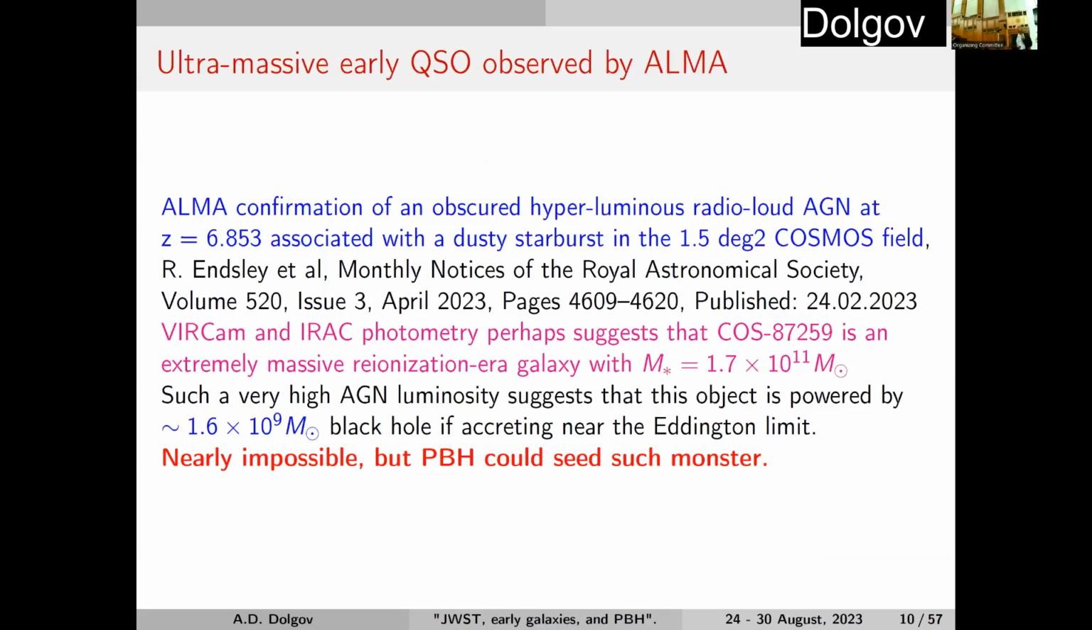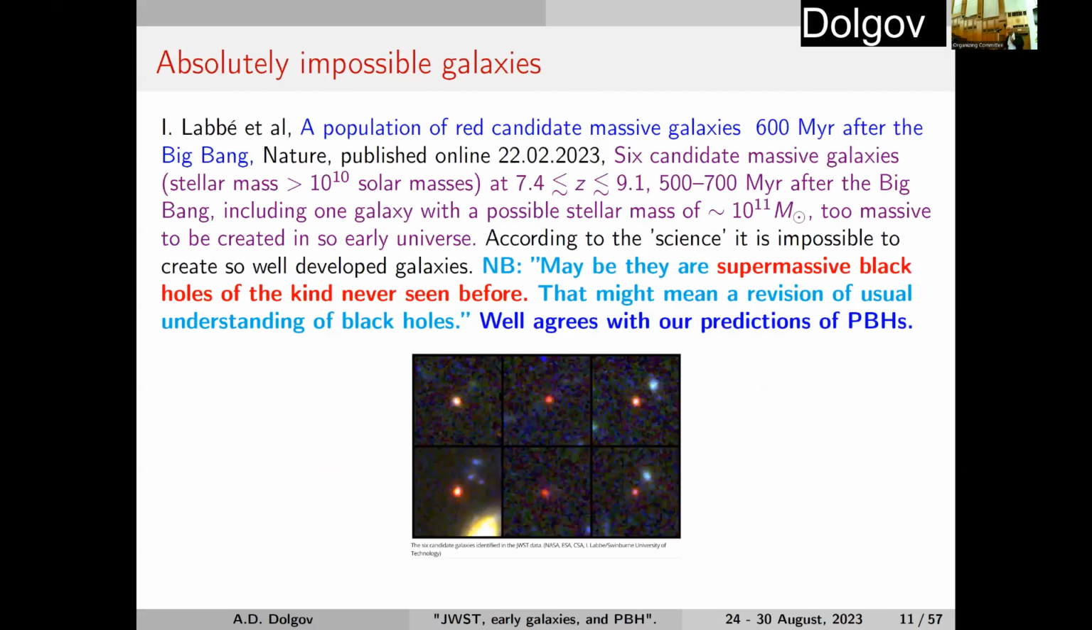Okay, there are not only galaxies, but quasars or active galactic nuclei, whatever, observed also by ALMA, which is also a very powerful instrument. It allows measuring the spectrum and proceeding to very high redshift. As written in the title of this talk, or in the abstract, absolutely impossible galaxies, six very well developed galaxies, were observed.